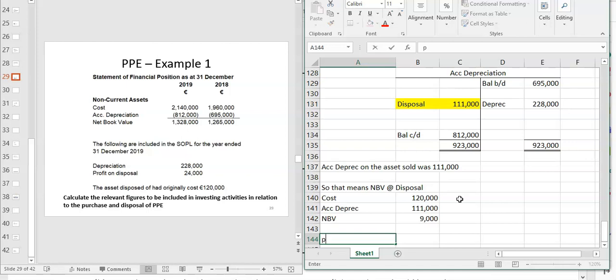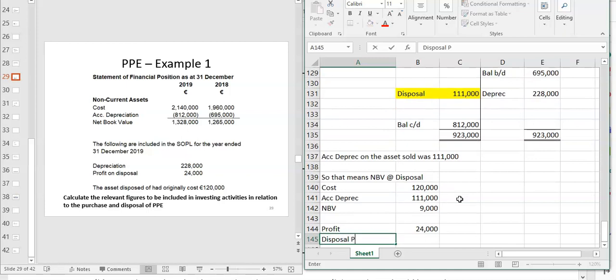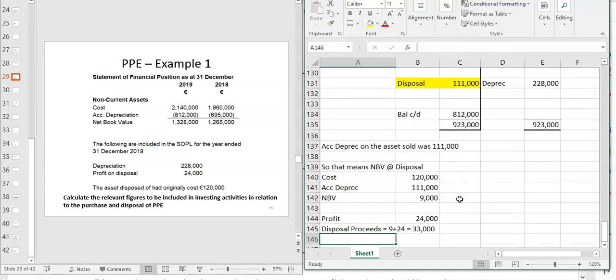And if I know the net book value, and I know the profit on disposal was 24, disposal proceeds must be 9 plus 24, which is 33,000. So I must have sold it for 33,000, because I've made a profit of 24 and its net book value was 9.